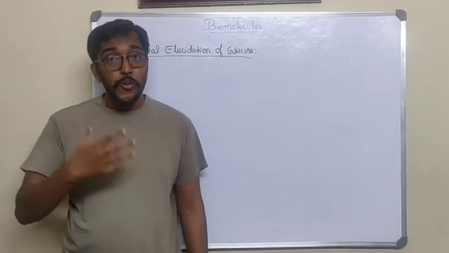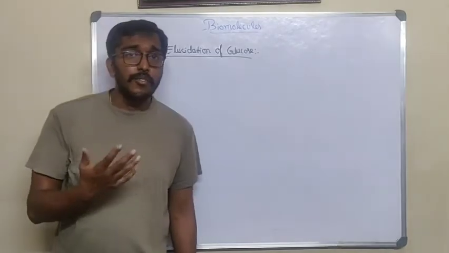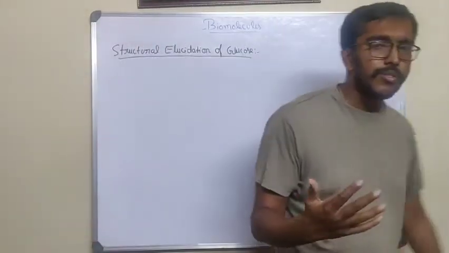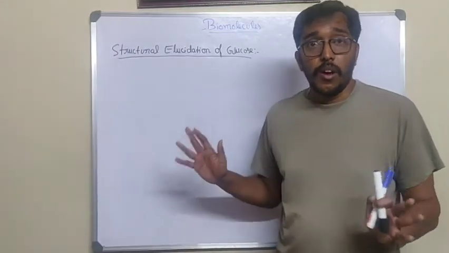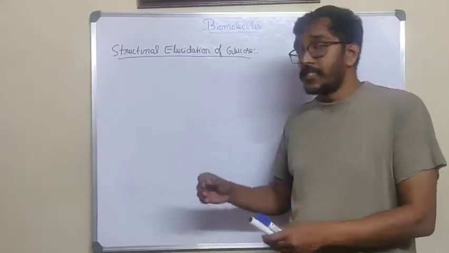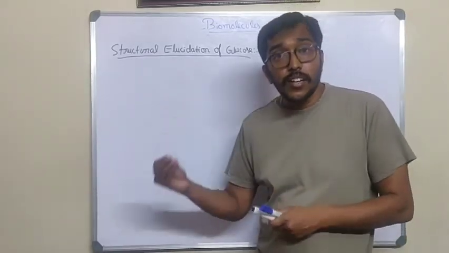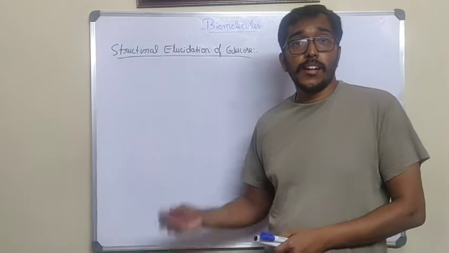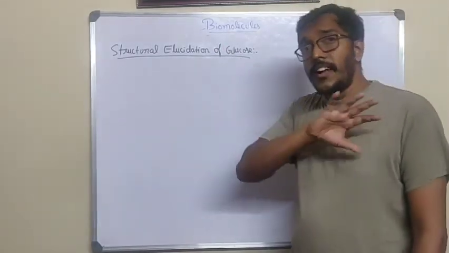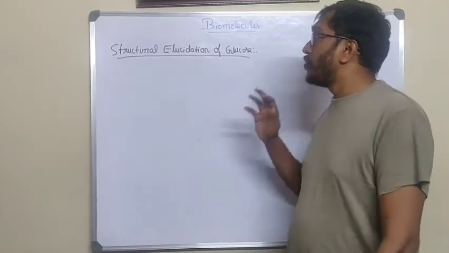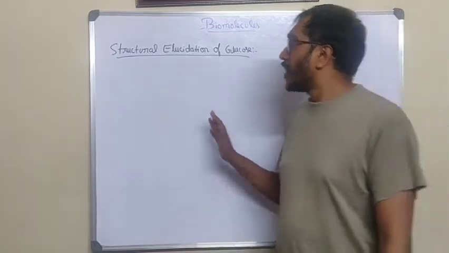In this video we are going to learn a topic called structural elucidation of glucose. What is this structural elucidation of glucose? Very simple thing. Right now we don't know the structure of glucose. There are specific reactions which explain what functional groups are present and how many carbon atoms are there in the structure of glucose. We should learn everything. This topic is very important and it is very simple. We can learn it easily.